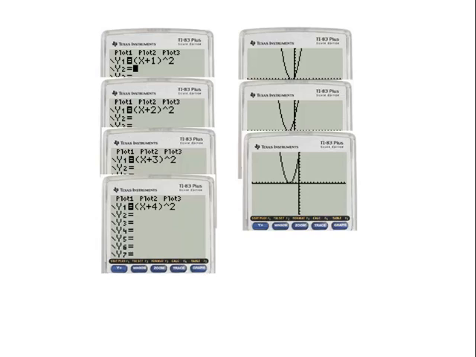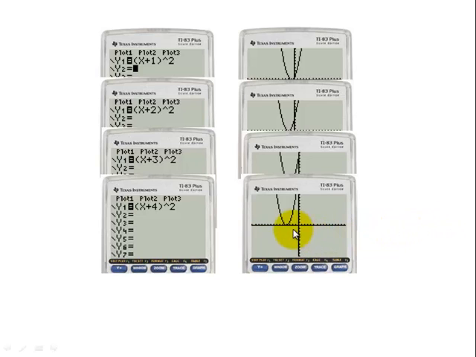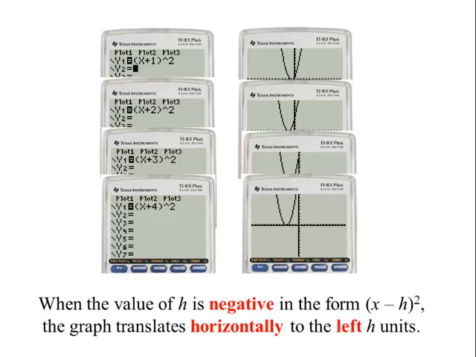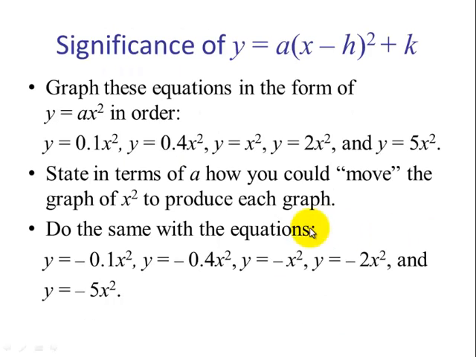Next, and then the last one. When h is negative 4, now we have an x-intercept of negative 4. So you would say when the value of h is negative in the form of x minus h quantity squared, the graph translates horizontally to the left h units.